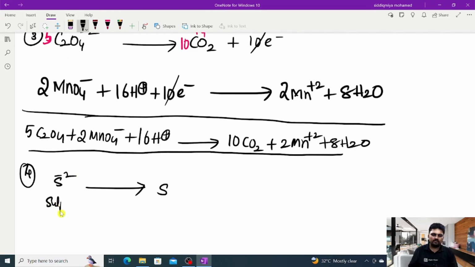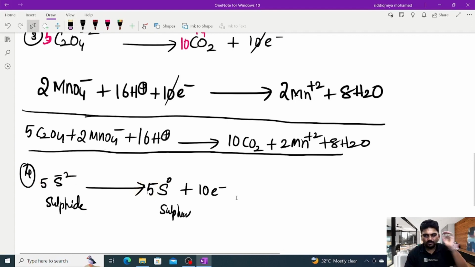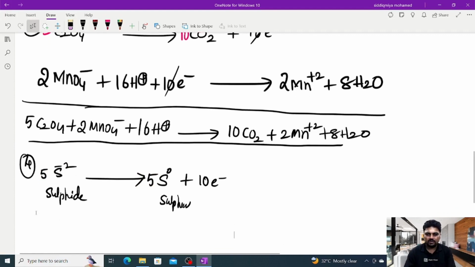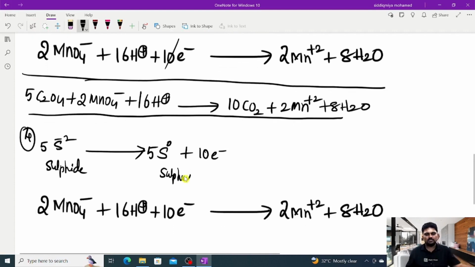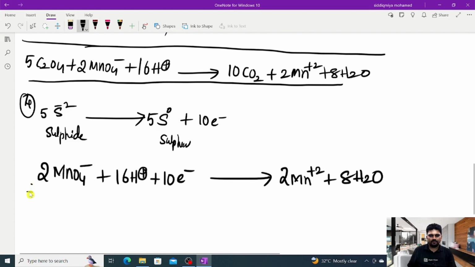Okay, it is a sulfide. Sulfide will be converted into sulfur, so it is 0. Each sulfur will give 2 electrons, so 10 electrons will come here. So here you have to take 5 moles of sulfur. So 10 electrons, how to balance? Again we have to take the permanganate equation having 10 electrons. Just paste it here. So what will happen?